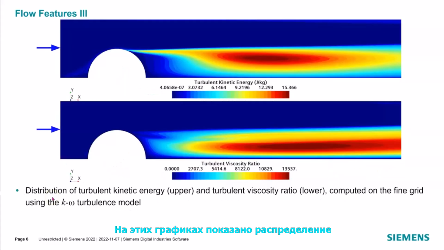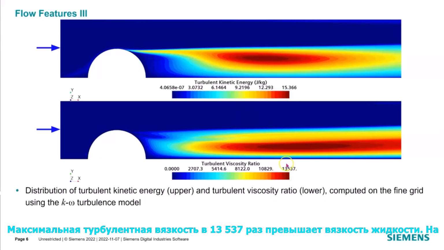This plot shows the distribution of turbulent kinetic energy and turbulent viscosity ratio, computed on the fine grid using the k-omega turbulence model. Note that turbulent kinetic energy is low where velocity gradients are low and has a maximum value above the center of the recirculation zone. The maximum turbulent viscosity is 13,537 times higher than fluid viscosity.